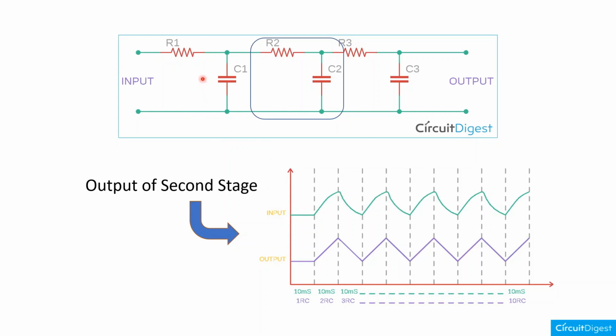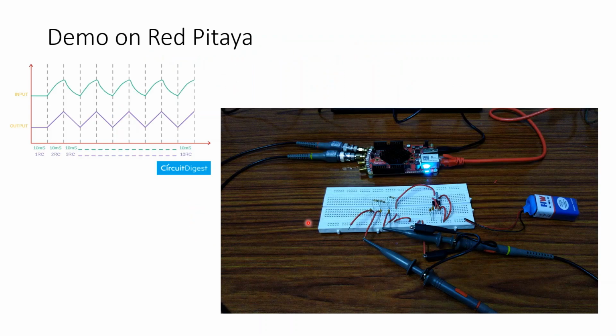So now what we do is we feed the output of the first stage into the input of the second stage of the multi-stage low pass filter. Now as we feed it into the second stage of the low pass filter, we will get the output as a triangular wave. So this is how the second stage rectifies the wave. So now let's see the demo on the Red Pitaya.